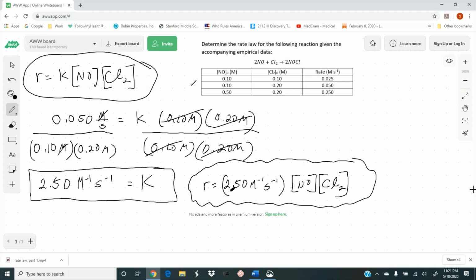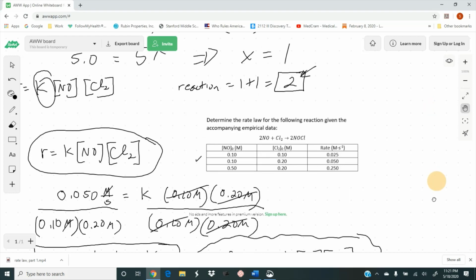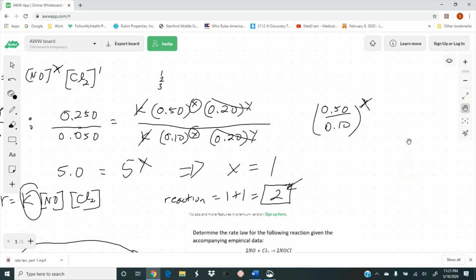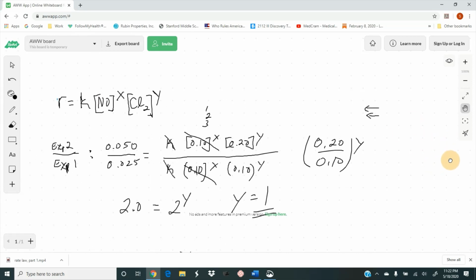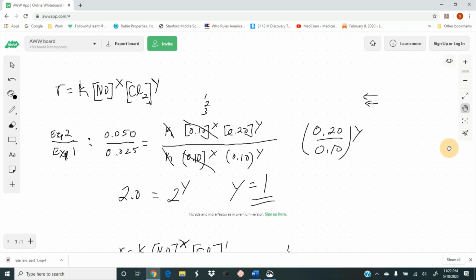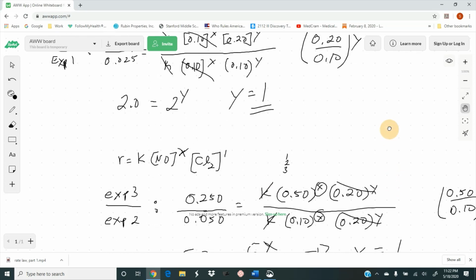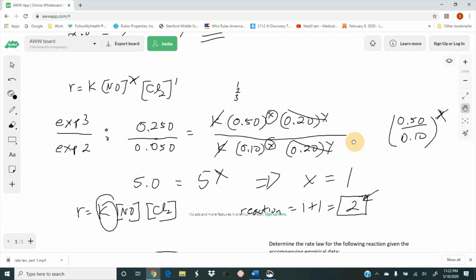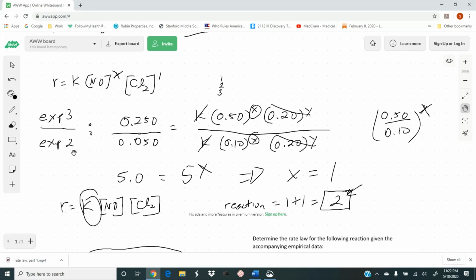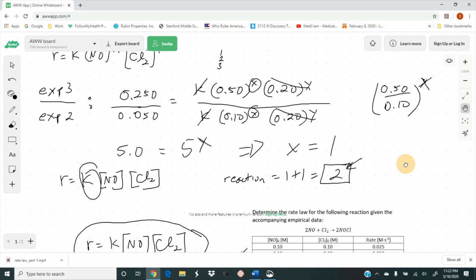Okay, so real quickly, just to summarize all this. We use the information from the first part. We solved for y, which was the exponent of Cl2, using experiment 2 information over experiment 1 information. Once we solved for y, we knew what y was, so we could solve for x, although we could have done x first, just to let you know. We used experiment 3 information over experiment 2 information and just plugged them in. And then that gave us our rate law.